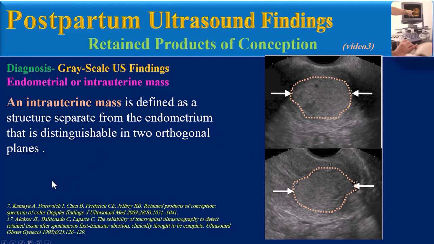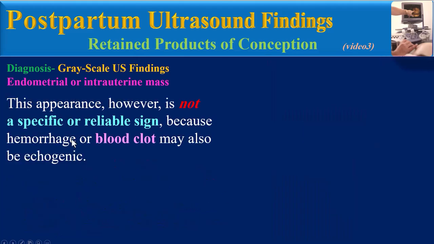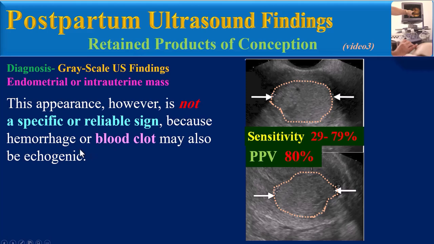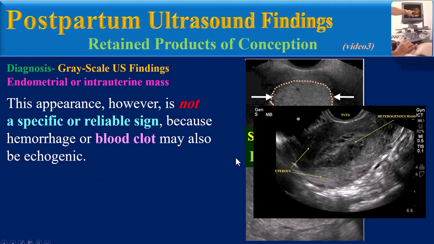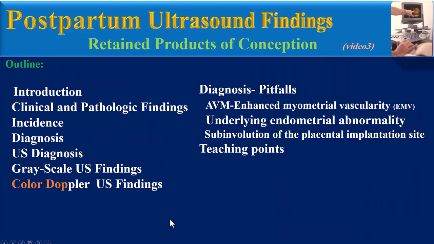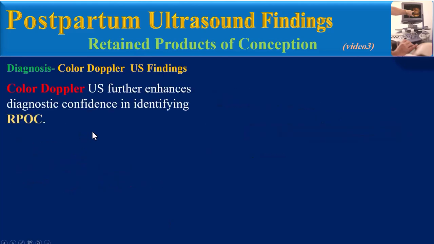This finding has a sensitivity of up to 29 to 79%, but a high positive predictive value of 80% for RPOC. This appearance, however, is not a specific or reliable sign, because hemorrhage or blood clot may also be echogenic. Color Doppler ultrasound findings. Color Doppler ultrasound further enhances diagnostic confidence in identifying RPOC.